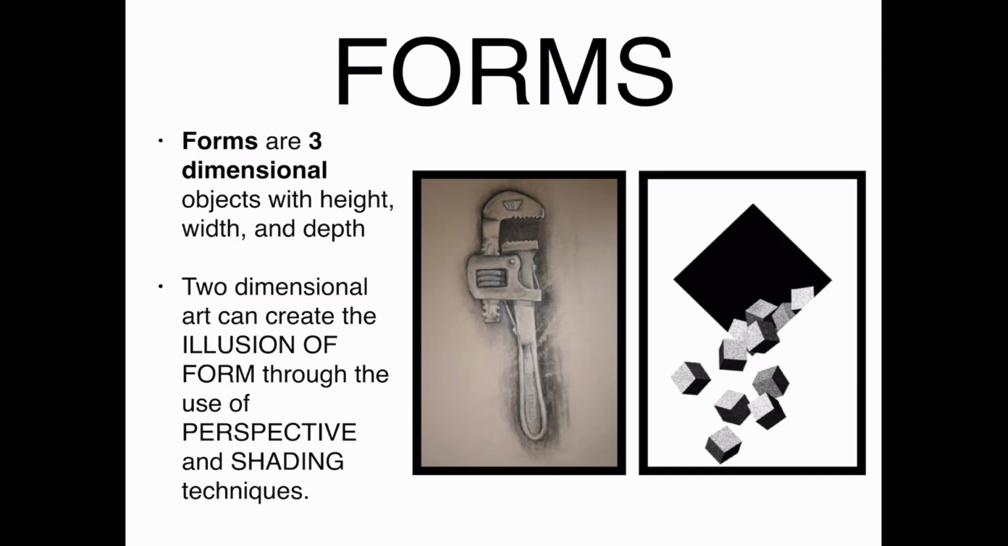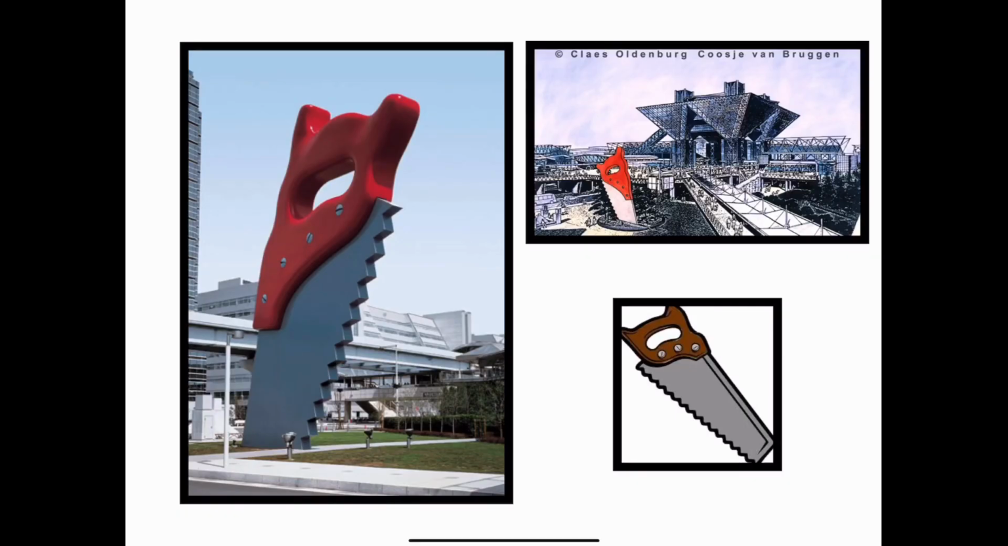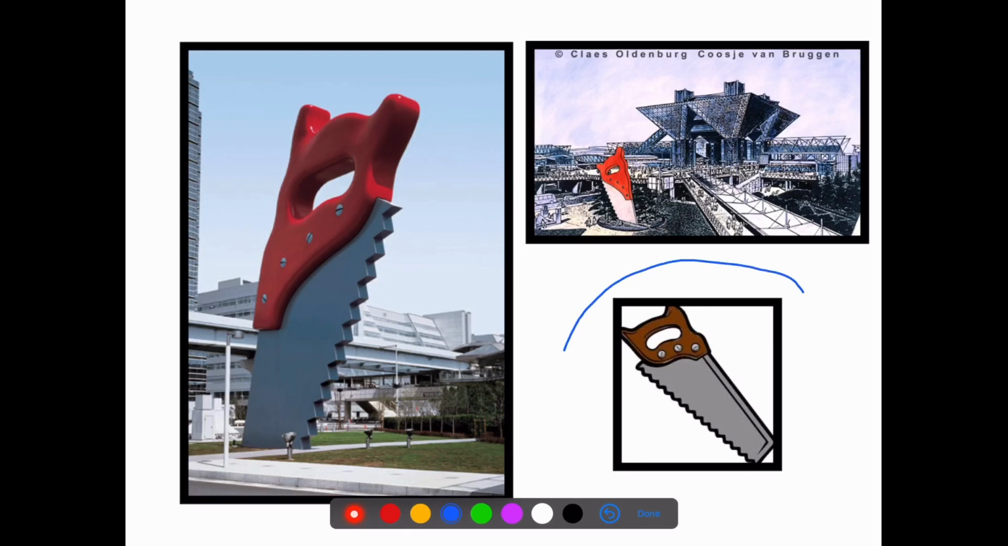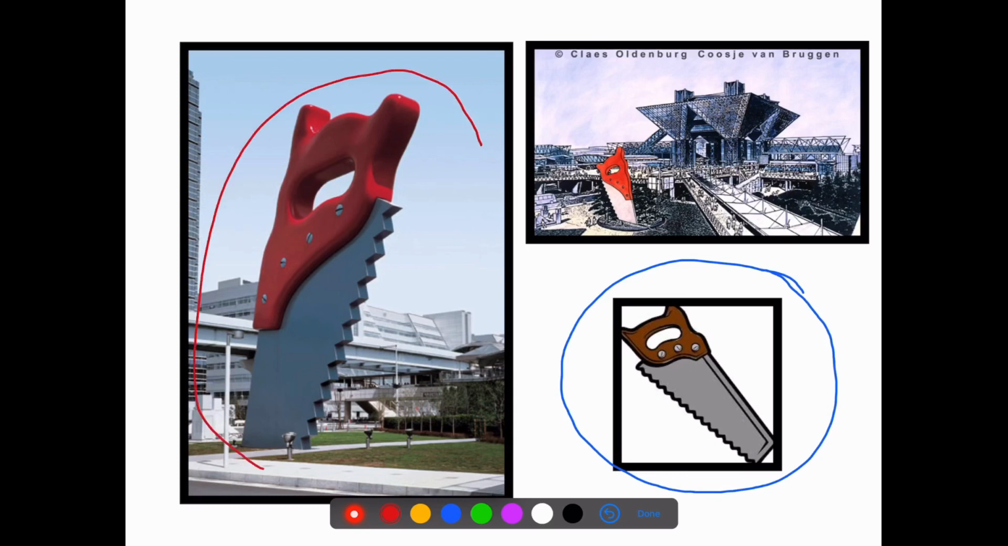So here we have a wrench. It is shaded with a graphite pencil. We have a full range of value added onto it, so it looks three-dimensional. Now here, this saw on the lower right-hand corner would be considered a shape. We're only seeing height and width. There's no depth there. However, this saw on the left, you can see that this is actually a form. There's height, width, and then there's depth.